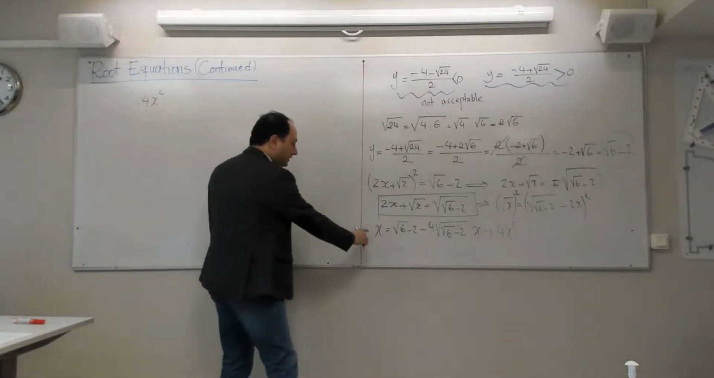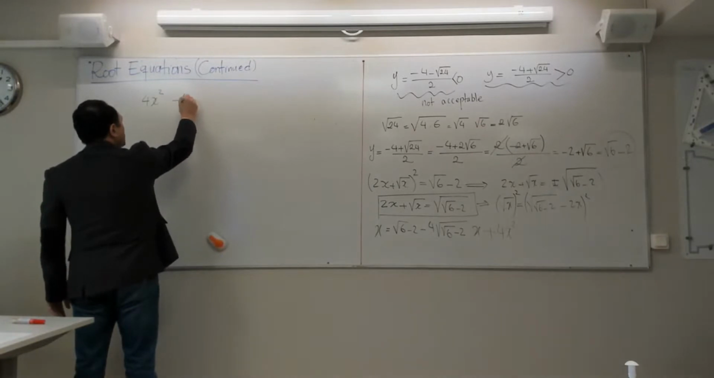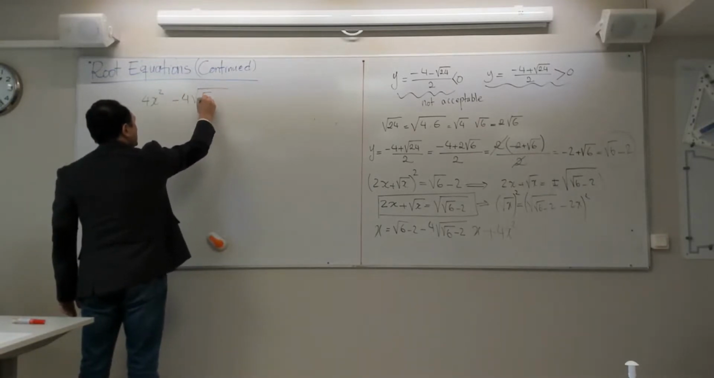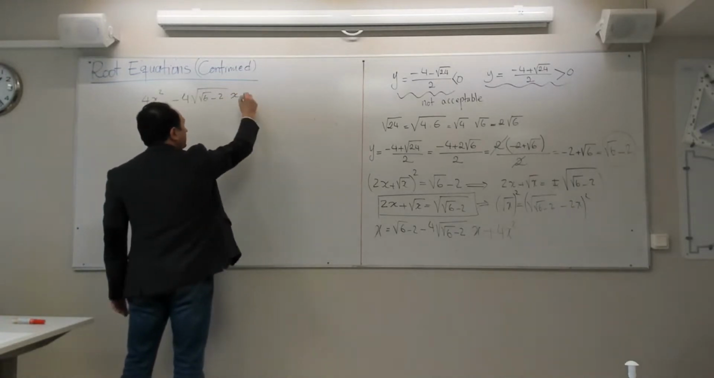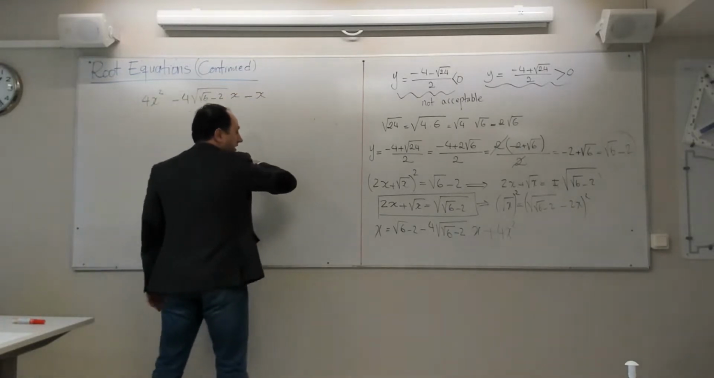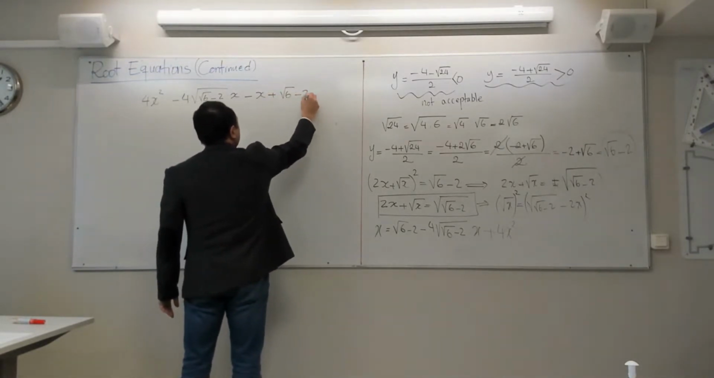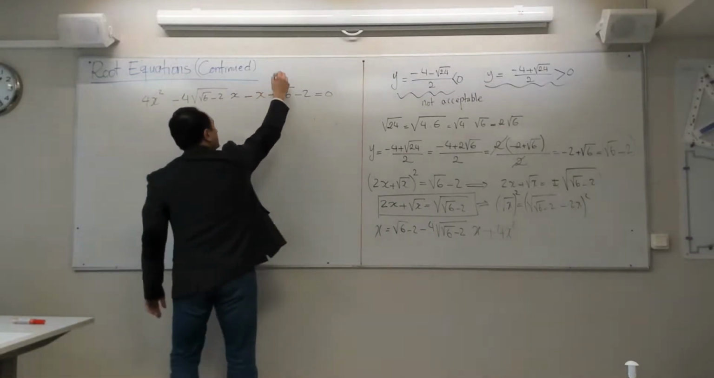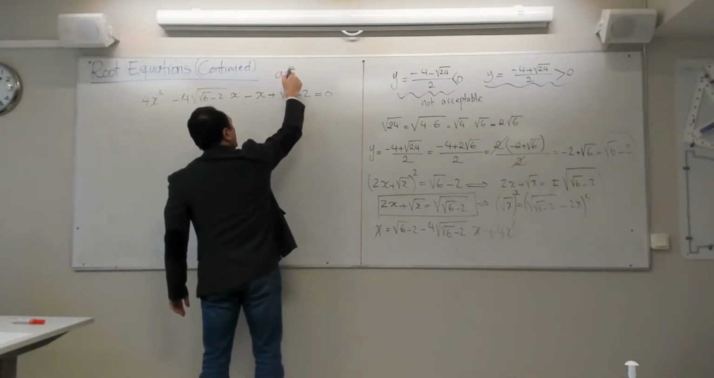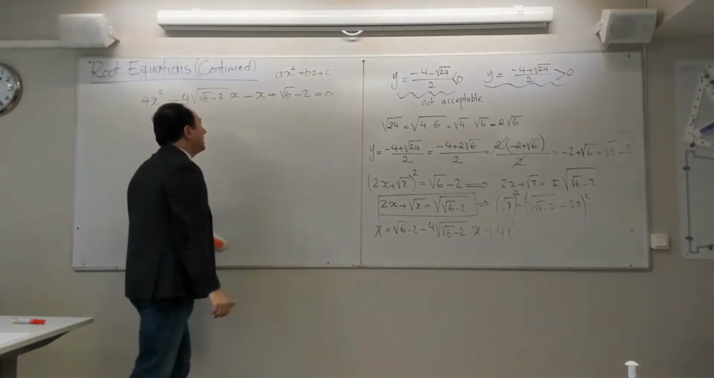And then I move this x to the right, so it becomes negative x. So let me be careful. Minus 4 square root of 6 minus 2. And then I have x. I move x to the left, becomes minus x. And then I have square root of 6 minus 2. Nothing is left, equal to 0. But you see, this is not standard, because in a standard one, I have one x squared term, one x term and one constant number.